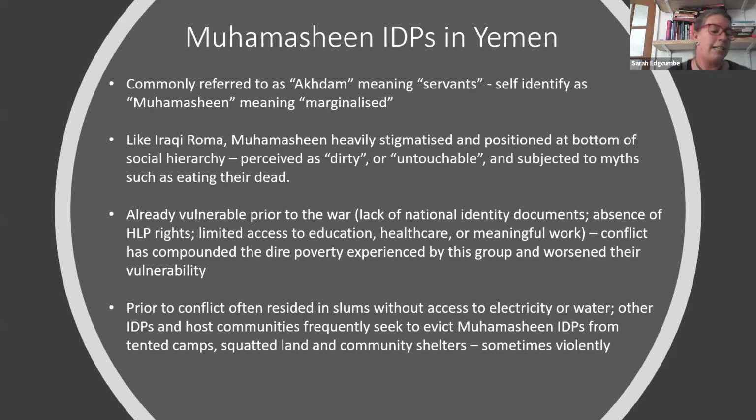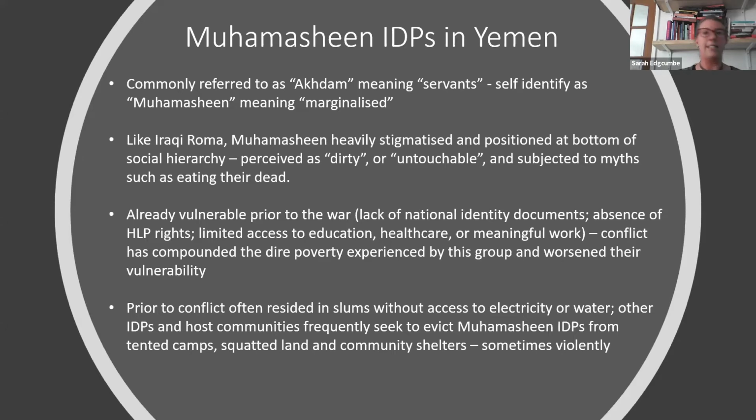So the Mahamasheen in Yemen were among the first to be displaced by the current conflict. They've struggled to access community shelters and camps due to stigmatization by other IDPs. Humanitarian aid to the community is far less consistent for the Mahamasheen than other groups. Yet because they live in conditions of squalor, their pictures are often the ones that are put on the front of various news reports, humanitarian reports, and what have you, talking about IDP protection in Yemen.